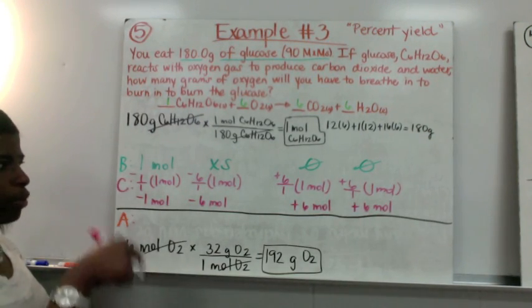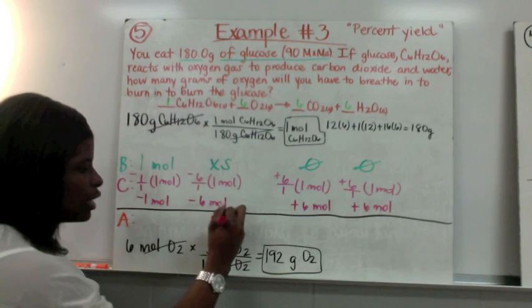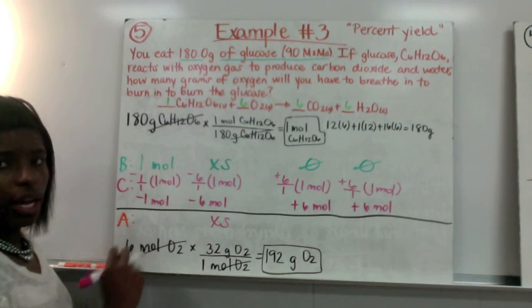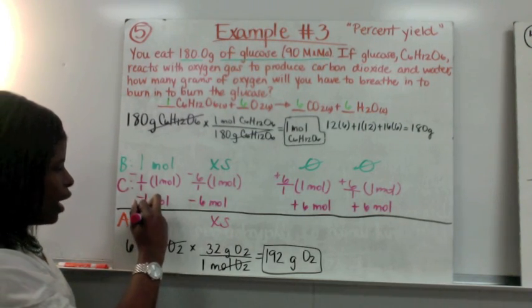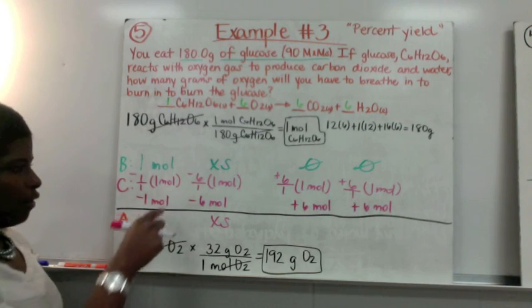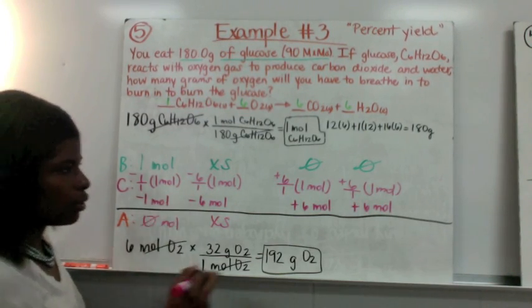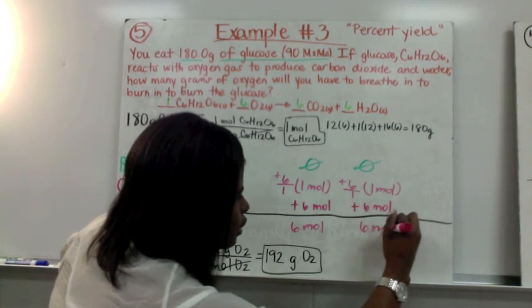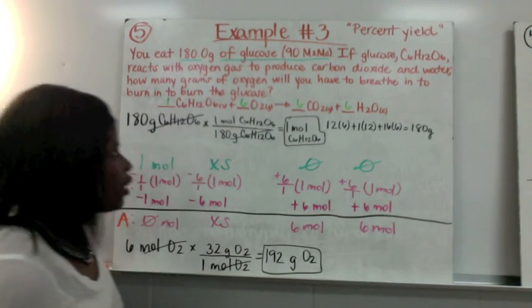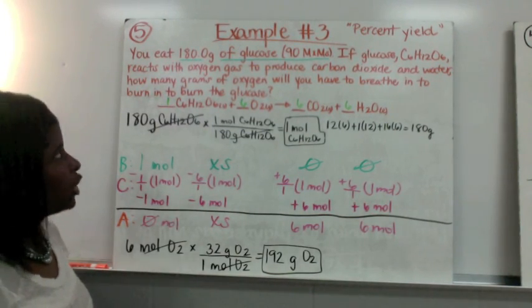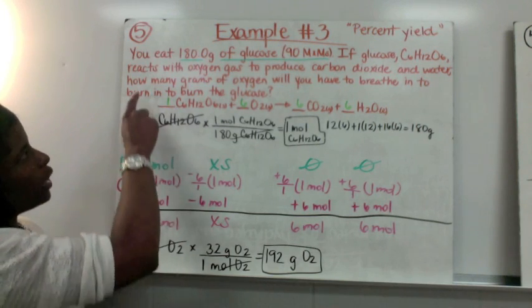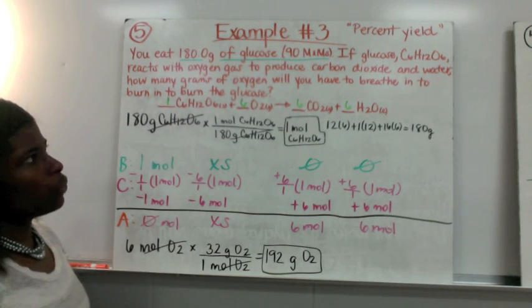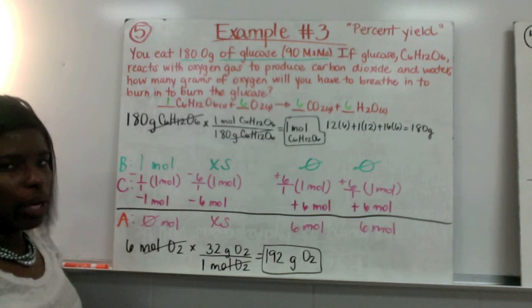So then we're going to bring down what we have. Because this was our excess reagent, we can just go ahead and write excess. We had no moles left of our glucose, but we did make 6 moles of carbon dioxide and 6 moles of water. So let's go back to find out what our question asked us, which was how many grams of oxygen will you have to breathe in to burn the glucose?